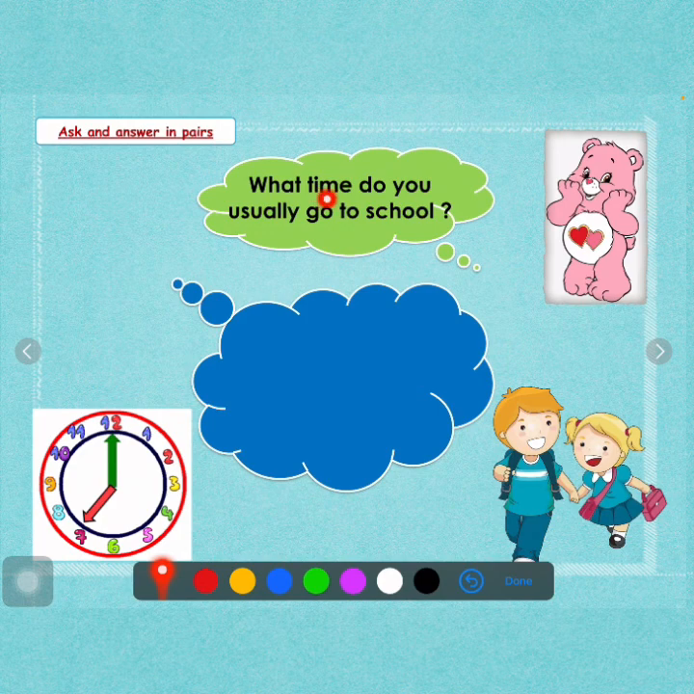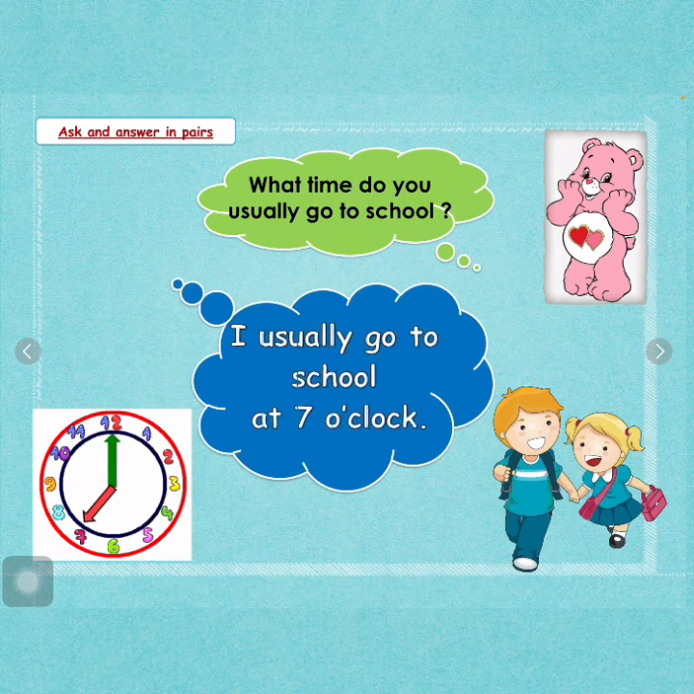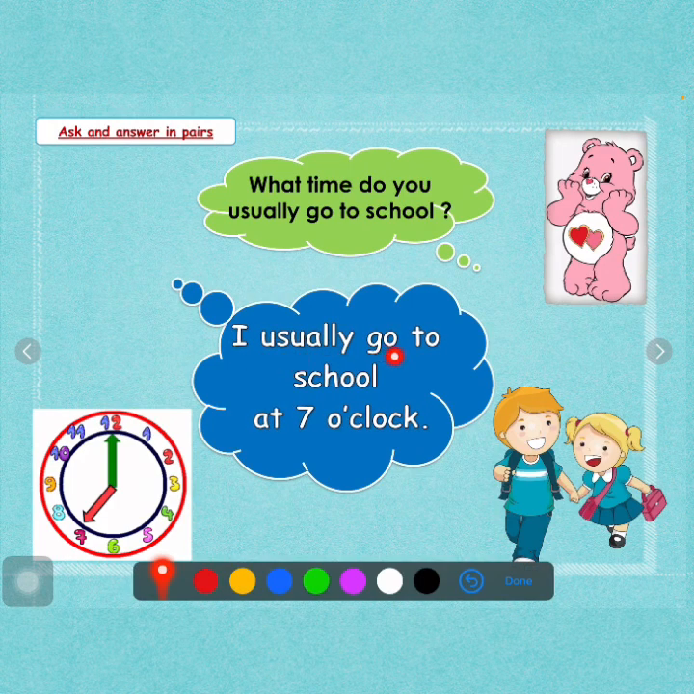What time do you usually go to school? Okay, girls, now look at the clock and tell me what time. The long hand on number 12 and the short hand on number 7. Can you tell me what time? I usually go to school at 7 o'clock.